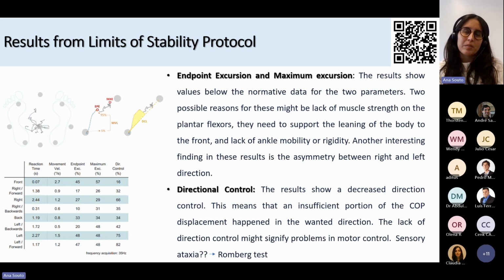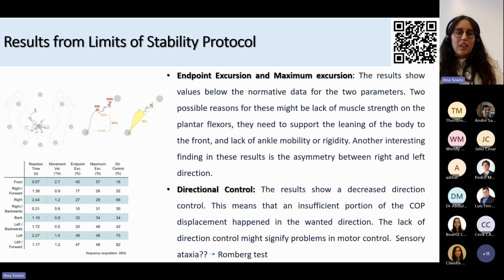For example, if we think about balance strategies, a person that doesn't have the ankle strategy available will essentially have trouble completing the protocol. There are a lot of reasons for this, such as the presence of an injury in the lower limbs. So we always have to think about the rest of our clinical evaluation and patient history to understand and correlate everything.